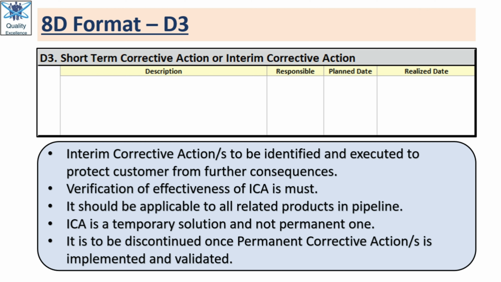And D3, the third discipline, short-term corrective action or interim corrective action. It is to be identified and executed to protect the customer from further consequences. Verification of effectiveness of interim corrective action is a must. It should be applicable to all related products in the pipeline, whatever products are in the pipeline which have not yet been received by the customer. This action will be applicable to all the products.